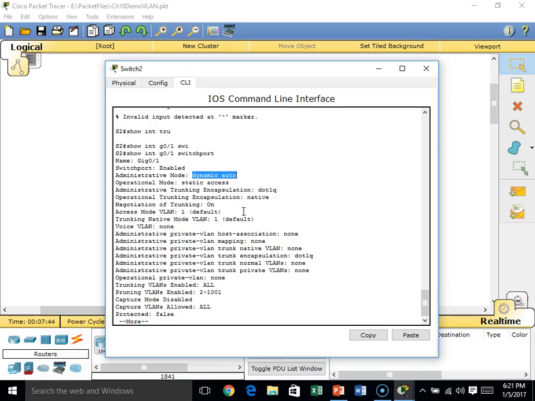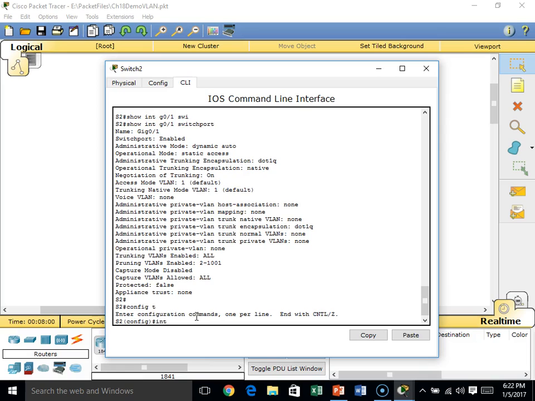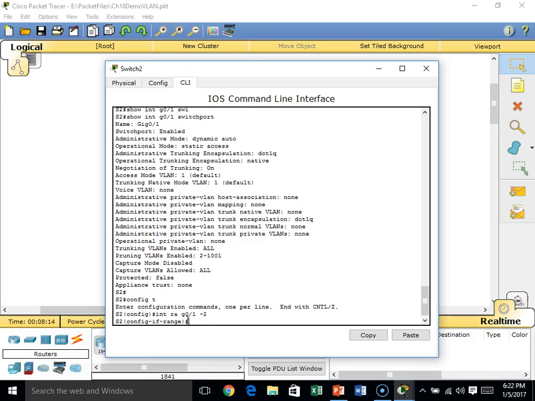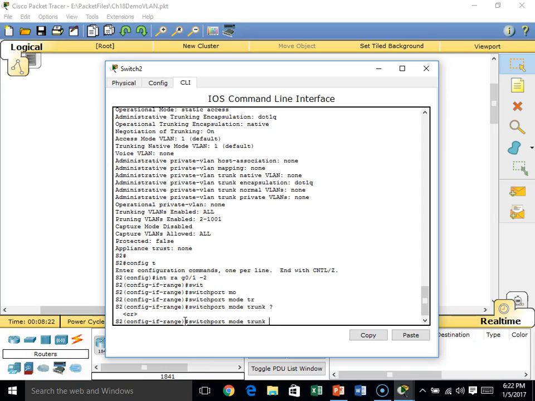And it's in a native VLAN, and it tells us our encapsulation here is .1Q. This is the one you don't have a choice. It's going to be .1Q. So what we should be able to do is config t. And instead of doing these one at a time, I'm going to do interface range gig 0/1-2. You can configure more than one port at a time if you use the range instead of just doing gig 0/1 and gig 0/2. So what we want to do is what? Switchport mode trunk, and then we can do enter.